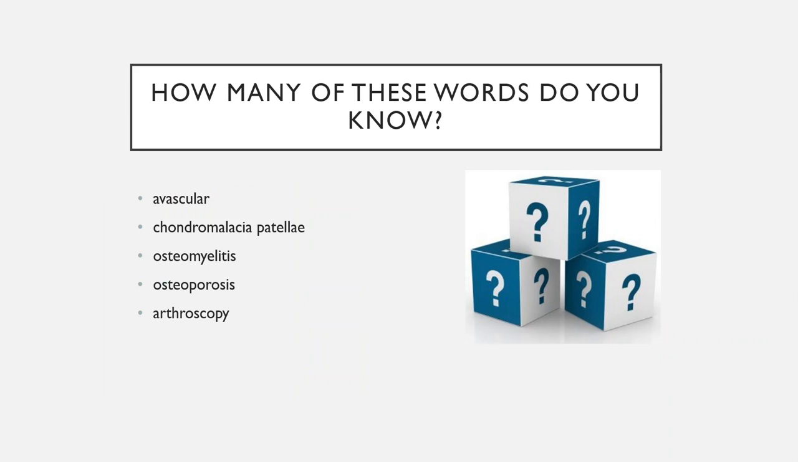So let's try these. Avascular, without blood supply. Chondromalacia patella, softening of the cartilage around the knee, a painful condition. Osteomyelitis, infection of a bone. Osteoporosis, porous, brittle bones. Arthroscopy, minimally invasive procedure that uses an arthroscope.